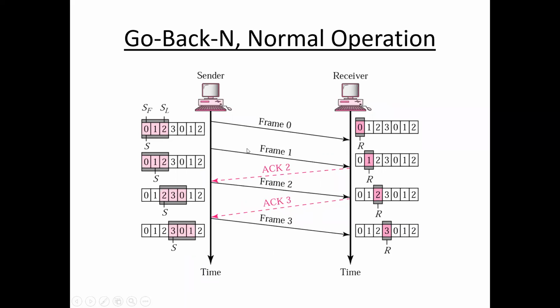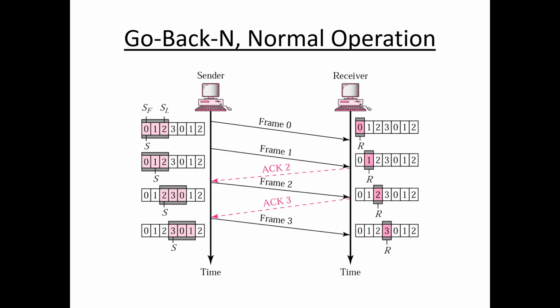And sender sends frame 1 to the receiver. And receiver sends acknowledgement for these 2 frames. Remember the point: in sliding window protocol, sender sends multiple frames to the receiver at a time. So without getting the acknowledgement for frame 1, sender sends frame 2 also.